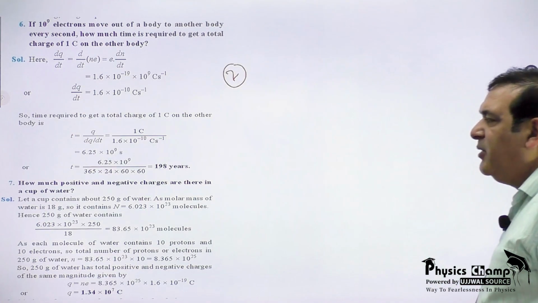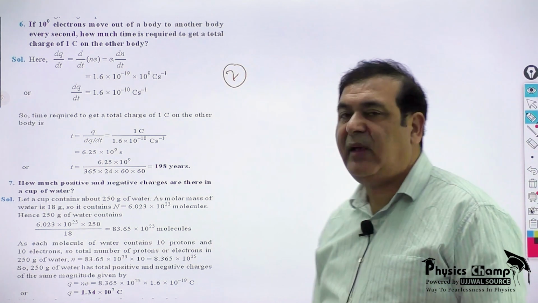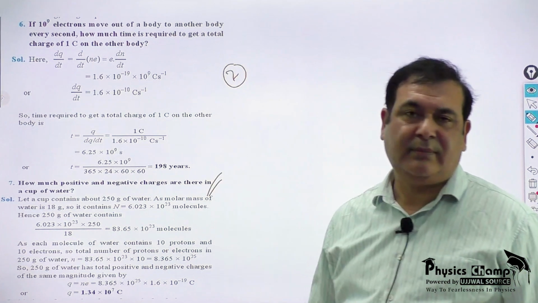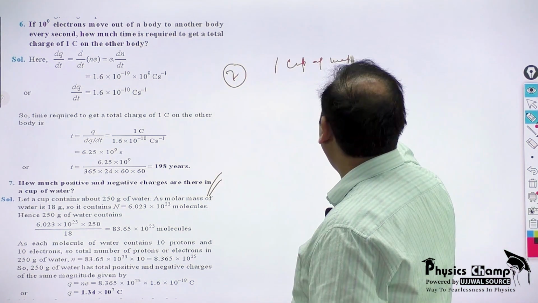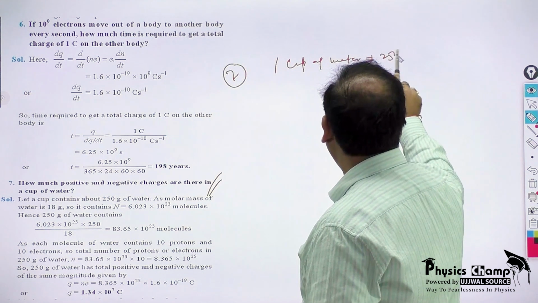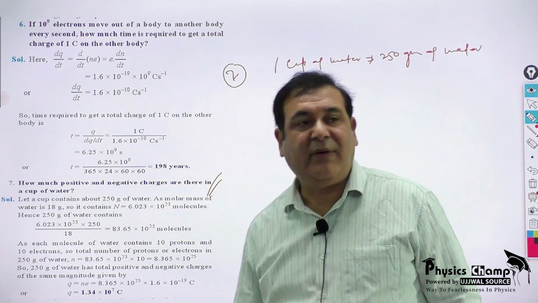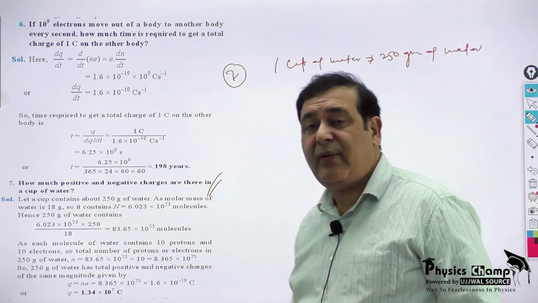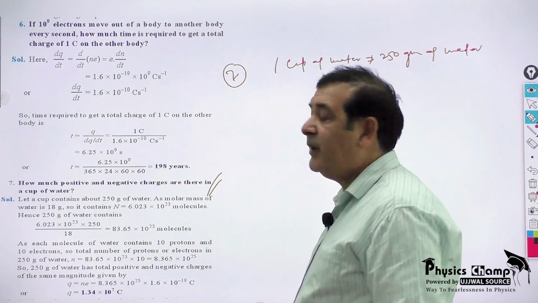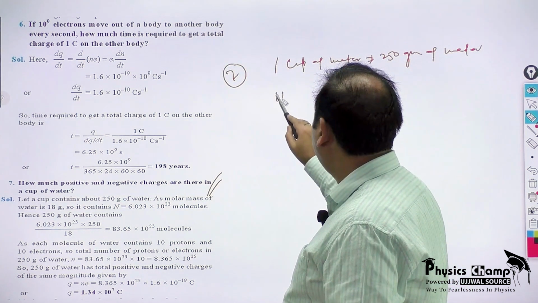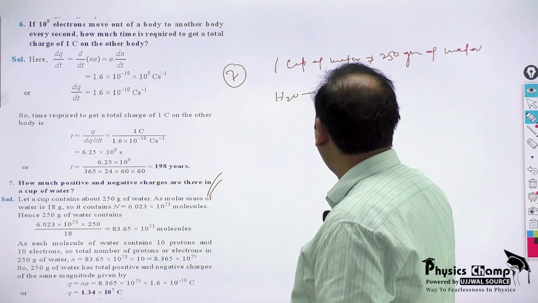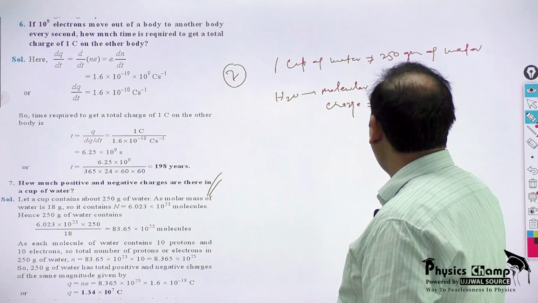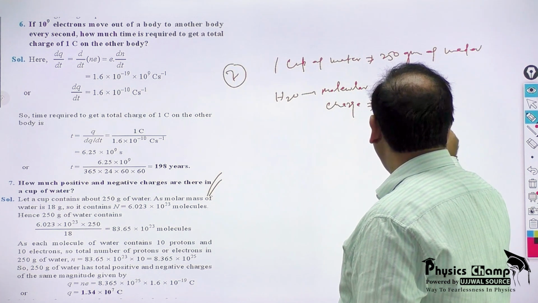Question number 7 is: how much positive and negative charge is there in 1 cup of water? So it is exactly the same question. 1 cup of water has 250 grams of water. So the question is, how much positive and negative charge will be there in this? I know we have already done that H2O has molecular mass 18, and every molecule has a charge of 10e as well as minus 10e.